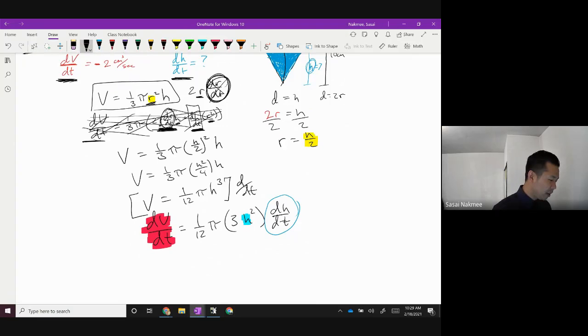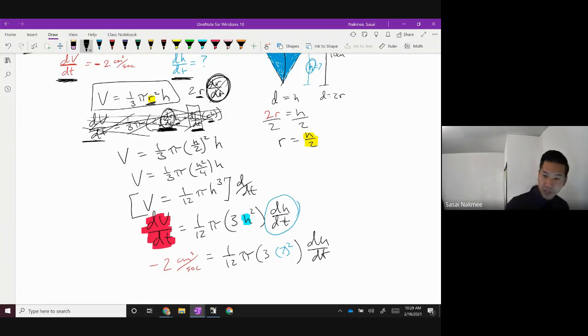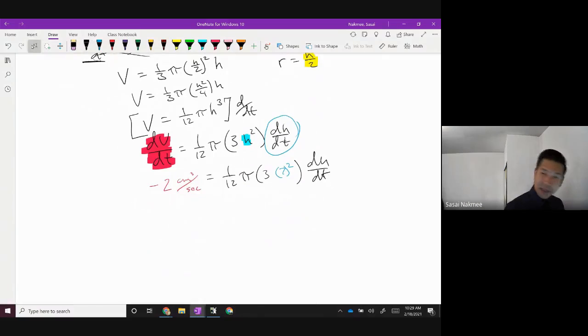So dv dt is going to equal -2 centimeters cubed per second, which is going to be equal to 1 over 12 pi times 3 times 7 squared times dh dt. All right. Solving this out, you've got to go ahead and use your calculator for this, right? Combine like terms and multiply stuff out here.